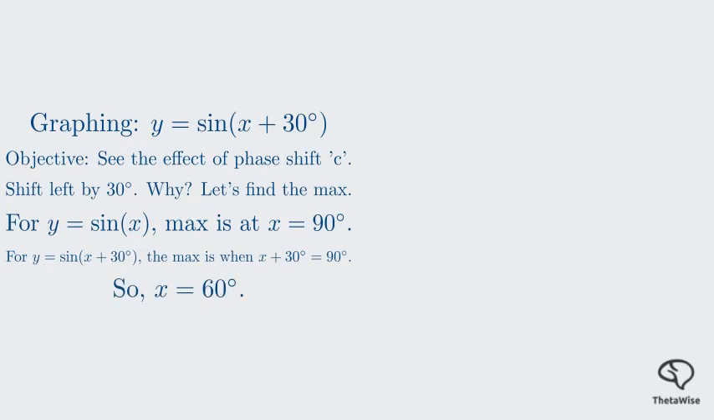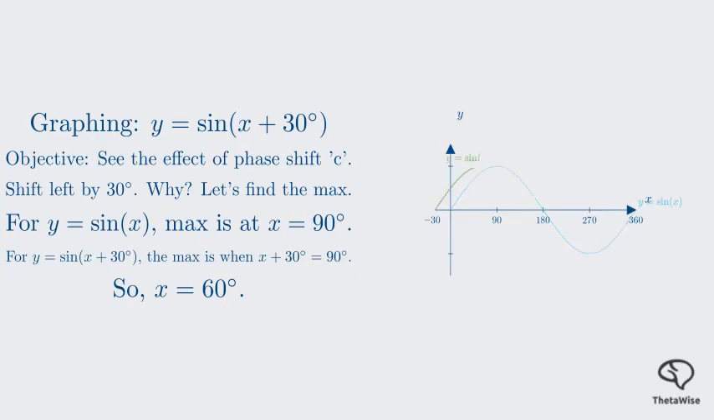Let's consider a key point. The standard sine graph has a maximum at x equals 90 degrees. For our new graph, y equals sine of x plus 30 degrees, the maximum occurs when x plus 30 degrees equals 90 degrees. Solving for x, we get x equals 60 degrees. So the maximum has moved from 90 degrees to 60 degrees, which is a shift of 30 degrees to the left. As always, we start with the standard sine graph as our guide.